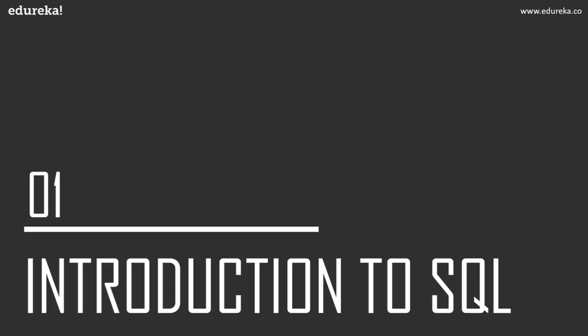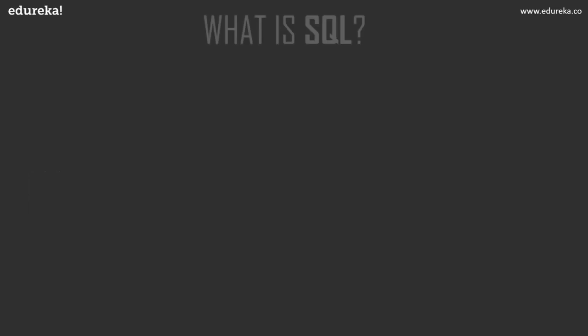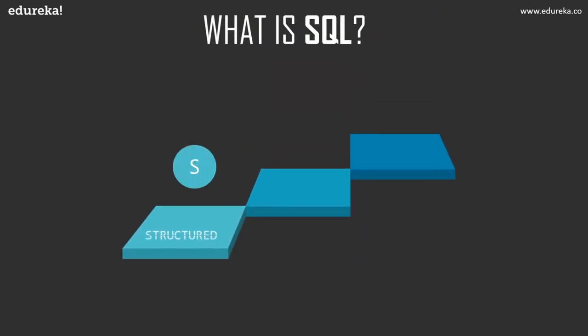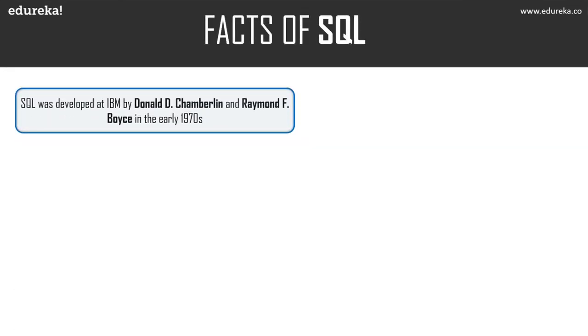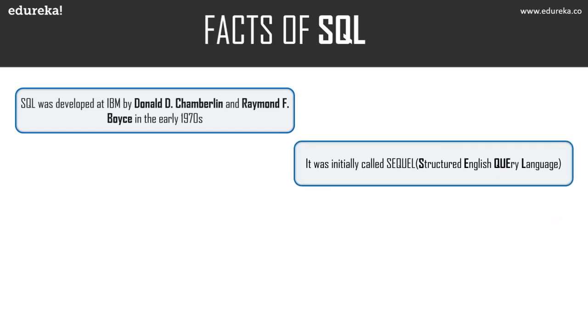After understanding the basic introduction, the first question that arises in our mind is, what is SQL? SQL is an abbreviation for Structured Query Language. It is a language used to perform actions such as update, retrieve, manipulate, and store data on a relational database. Now that we have learned what exactly SQL is, let's see some of its interesting facts. Do you know when SQL was born? Well, let me answer that question for you. SQL was developed at IBM by Donald D. Chamberlain and Raymond F. Boyce in the early 1970s. It was initially called SEQUEL, that is, Structured English Query Language. But later it was changed to SQL because SEQUEL was a trademark of a UK-based engineering company.